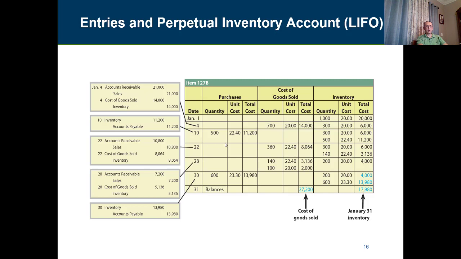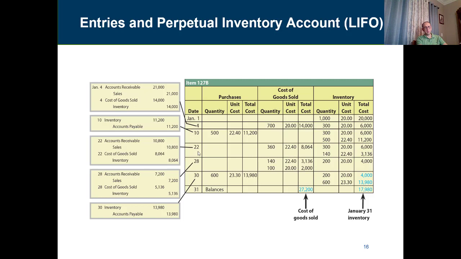Then on January 10th, we purchased 500 units at $22.40 for a total of $11,200. So we add this new batch to the previous batch that we had, which is the 300 plus the 500. However, each one of them has a different cost, so that's why we have them in two different rows. So 300 at $20 and 500 at $22.40, multiplied, that's 6,000 and 11,200. Again, make sure that you split the cell into two rows, okay?